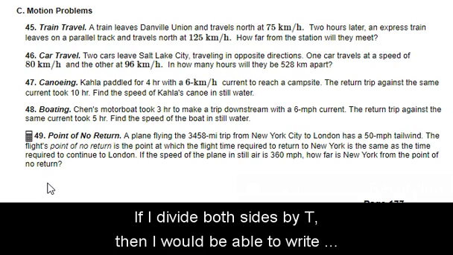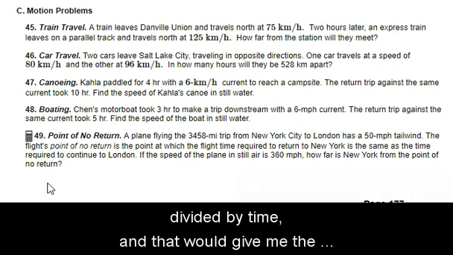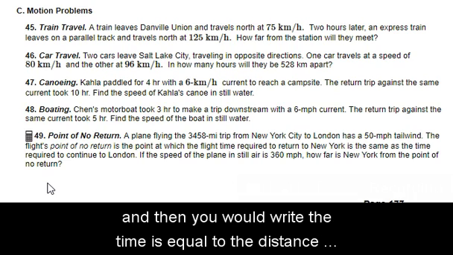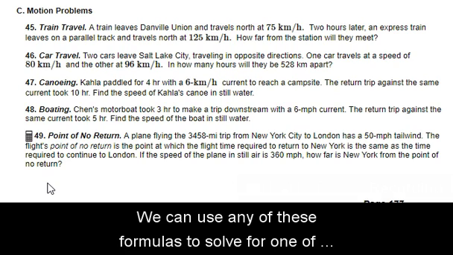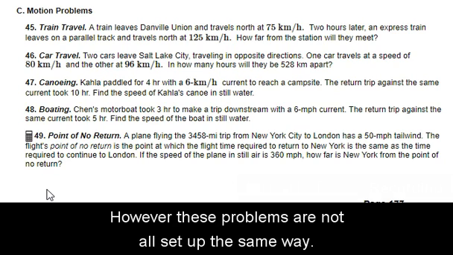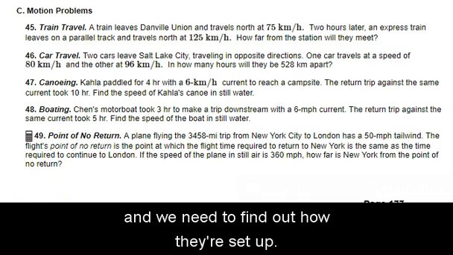Now you can solve for either R or T, so this would give us two different versions of the formula. If I divide both sides by T, then I would be able to write this as R is equal to distance divided by time, and that would give me the rate or the speed or velocity. But you could also solve for time, and then you would write that time is equal to the distance divided by your rate of travel or your velocity or speed. We can use any of these formulas to solve for one of the unknown variables. However, these problems are not all set up the same way. There are many different ways to set them up, and we need to find out how they're set up.